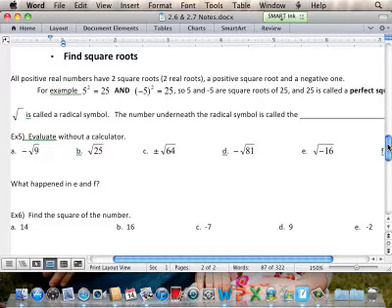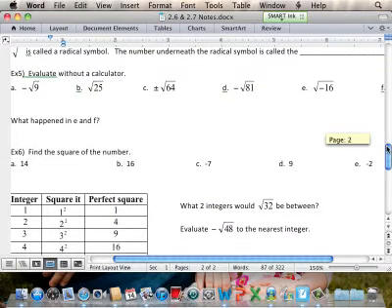The square root symbol is also known as a radical symbol, and the number underneath the radical symbol is known as the radicand. And it's spelled radicand. Again, you don't really have to memorize that, but it's just a mathematical language for the number underneath the square root. Normally, I'm just going to say the number underneath the square root. I probably will not use that terminology very often.